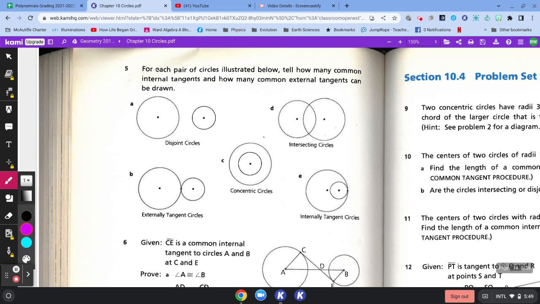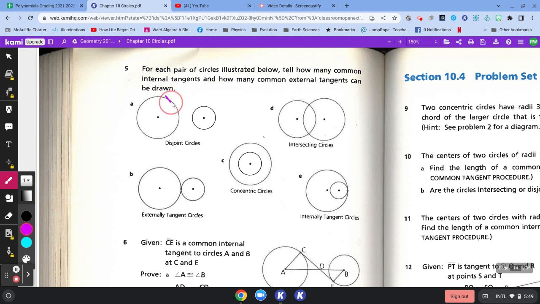So number 5, for each pair of circles illustrated below, tell how many common internal tangents and how many common external tangents can be drawn. All right, well, I'm going to ask you to really look at all of these and think about them. Pause the video, and then I'm going to start going through them A, B, C, D, and E. So I'm assuming you paused the video.